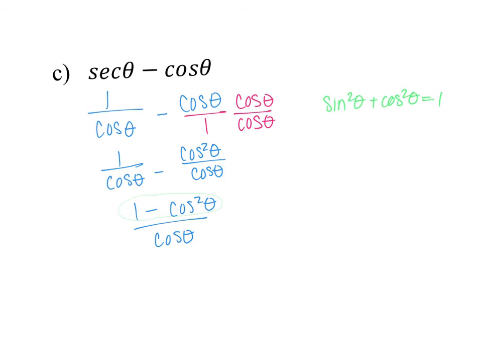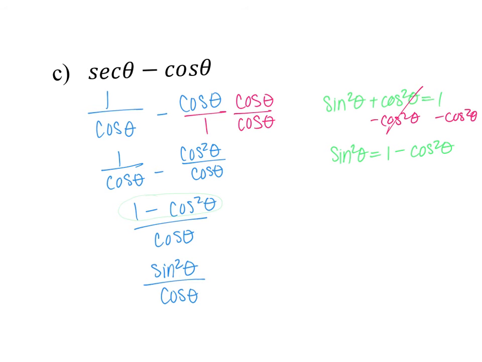Well, if I subtract the cosine over, this cancels, and I'm left with sine squared equals 1 minus cosine squared. And so 1 minus cosine squared is the exact same as what I have here. That means I can replace this with sine squared theta for my numerator. I still have a cosine in the denominator, but still, I'm not getting anywhere yet.